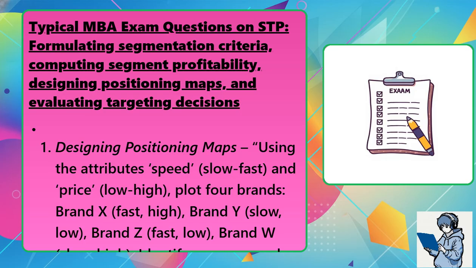3. Designing positioning maps. Using the attributes speed, slow-fast, and price, low-high, plot 4 brands. Brand X fast high, brand Y slow low, brand Z fast low, brand W slow high. Identify any gaps and suggest a positioning for a new entrant. Answer includes a 2x2 matrix illustration and strategic recommendation.